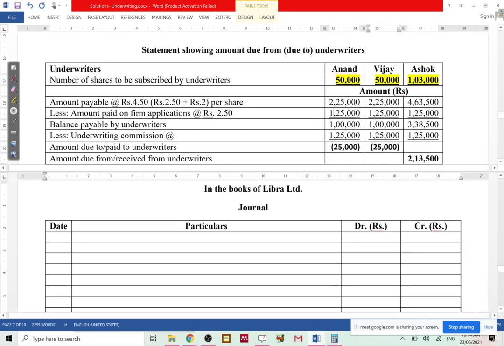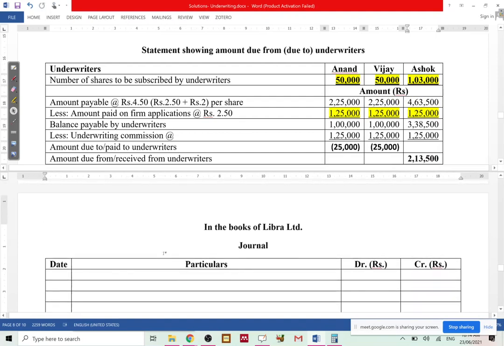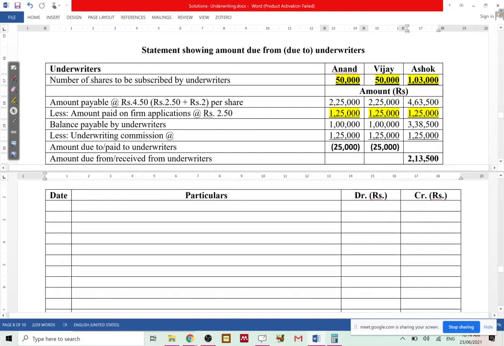Basically, this is the total of these two, isn't it? Amount payable, this one is the total of these two. So, we need to pass actual entries for these amounts, right? So, the first entry we will pass is for the firm applications which have been made by these underwriters. So, what are they saying? The underwriters have paid 2.5 rupees for the firm applications which they have made. So, this money is already paid to the company. Okay, the remaining will be paid later, but right now this money is already paid to the company.